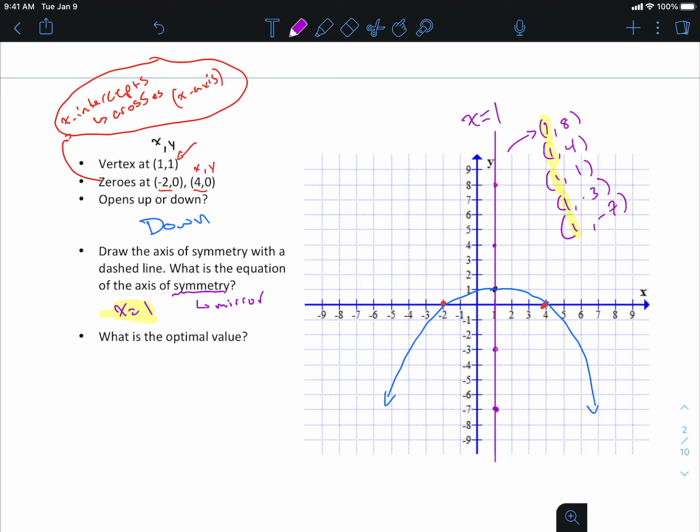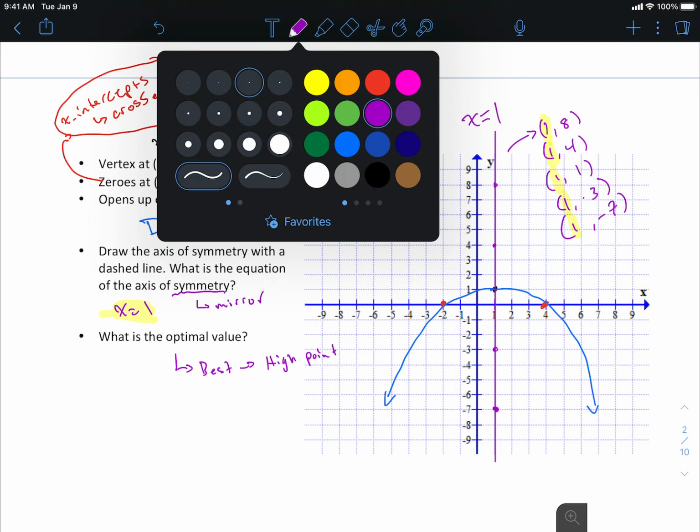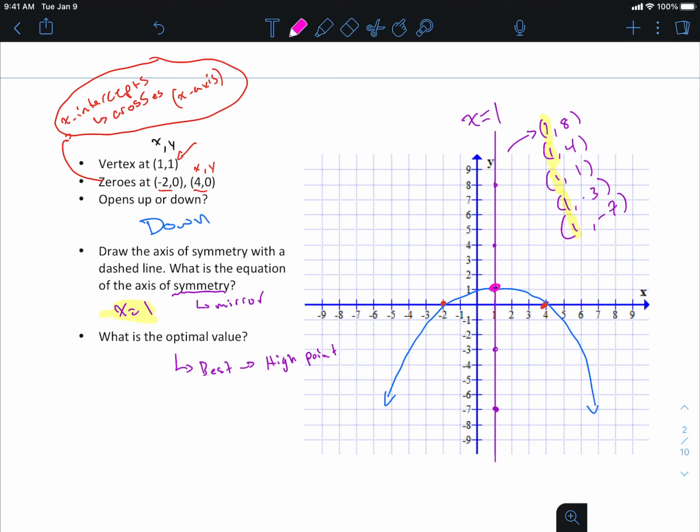Where's the optimal value? Optimal value sounds like the best. In reality it kind of means best, or it could mean high point. That's kind of just my thinking. If I'm looking at the graph, the high point appears right here. Well, what is that point? And how do we put that into words?